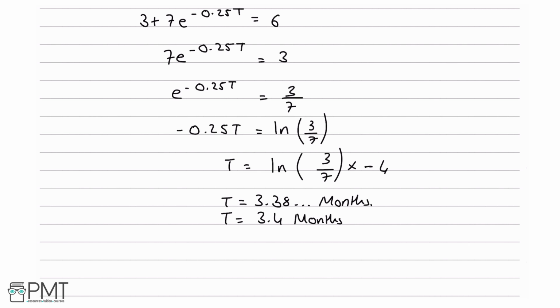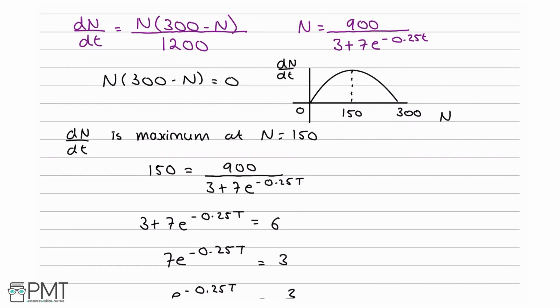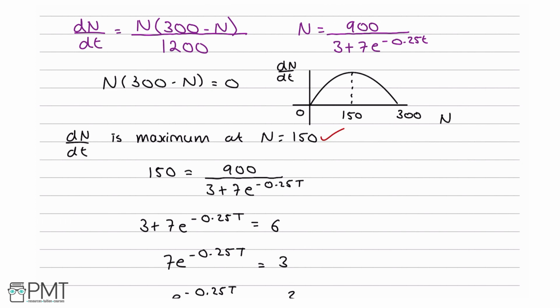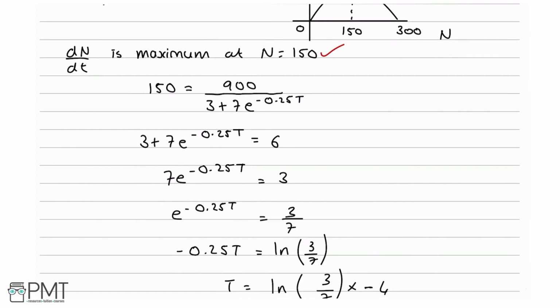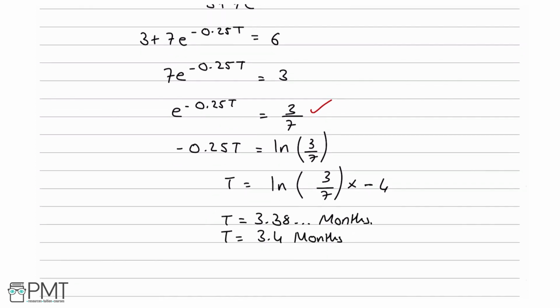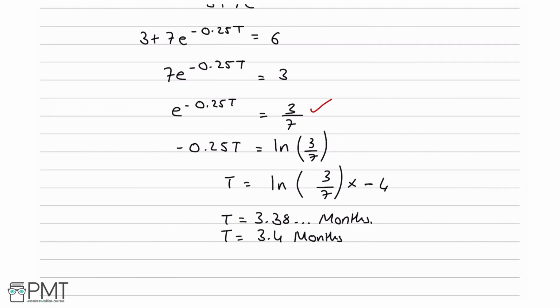This question is worth 4 marks. Your first mark comes from showing that n equals 150. Your second mark comes from getting that e to the minus 0.25t equals 3 over 7. Your third and fourth marks come from doing the correct rearranging, and here you can have either that t equals minus 4 times ln 3 over 7, or that t equals 3.4 months. Either one gets you both of your final marks.